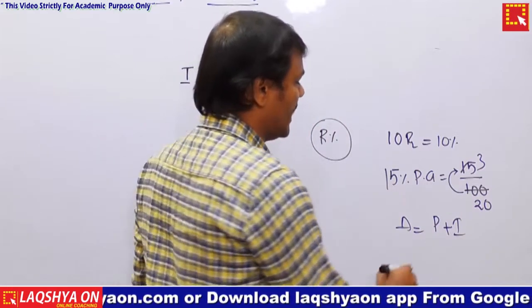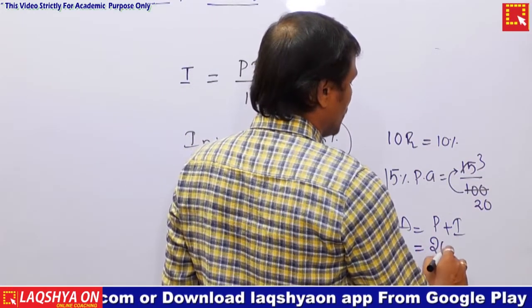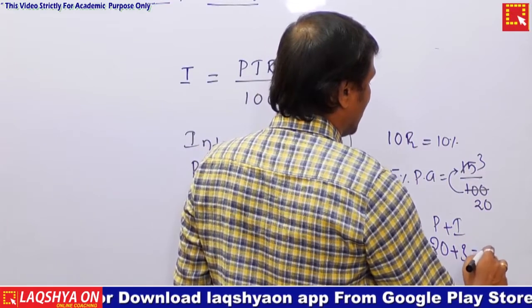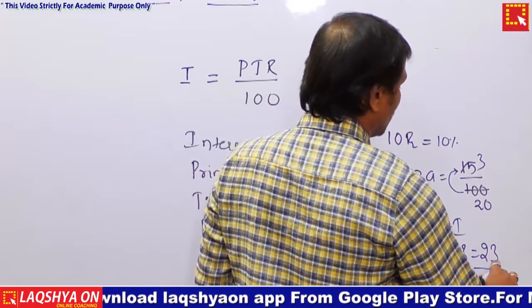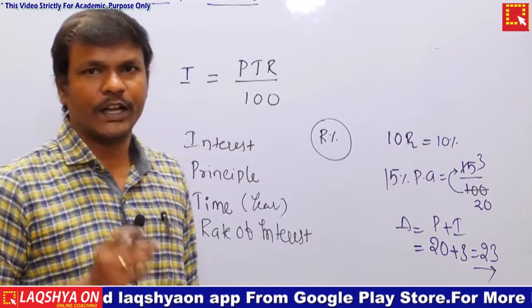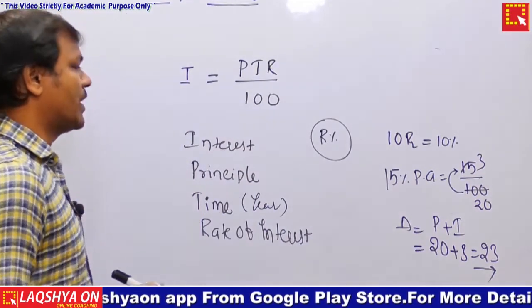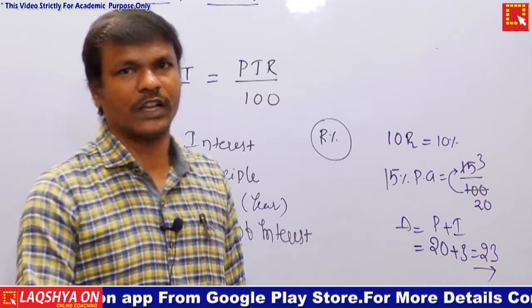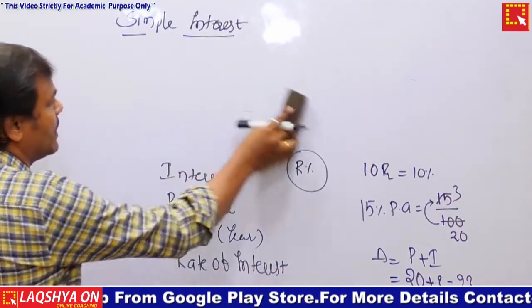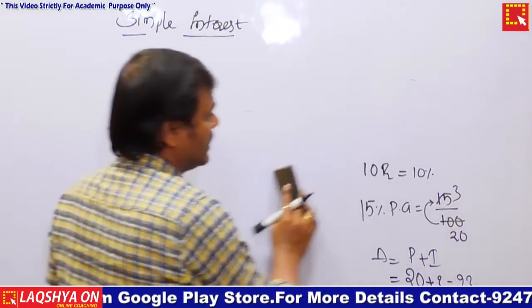So the total amount is 20 plus 3, 23 units. On this basis, we are going to solve some important models and problems which were given in previous examinations.